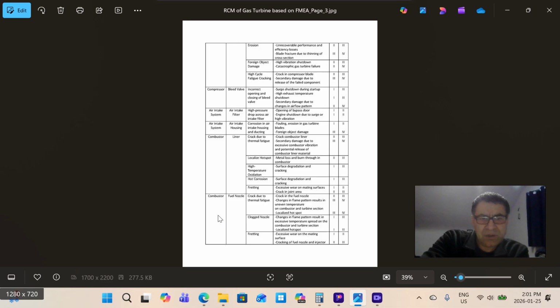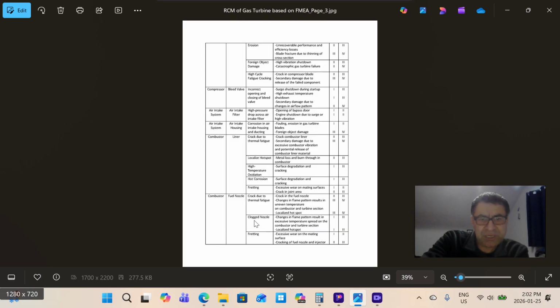For combustor component and subcomponent fuel nozzle, we have a crack due to thermal fatigue on the fuel nozzle. Failure effect is crack in the fuel nozzle, change in the flame pattern resulting in uneven temperature on the combustion and turbine section, a localized hotspot. Again, this damage is high probability if there is no preventive maintenance and predictive maintenance in place, but could be dropped to lower probability after correct preventive maintenance.